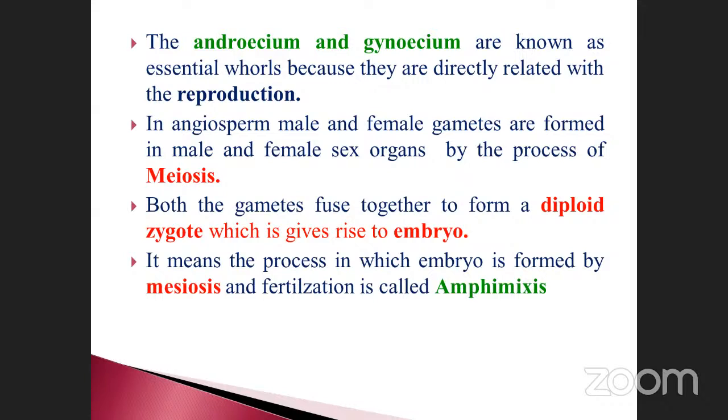The process in which the embryo is formed by meiosis and fertilization is called amphimixis. Amphi means both, mixis means union or fusion. The male and female sex organs produce corresponding gametes that fuse together to form a zygote. That condition is called amphimixis. Amphimixis means different gametes, male and female. Just note it down. That is very, very important. As a result, embryo formation takes place.